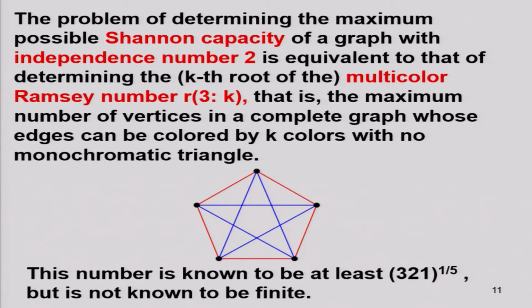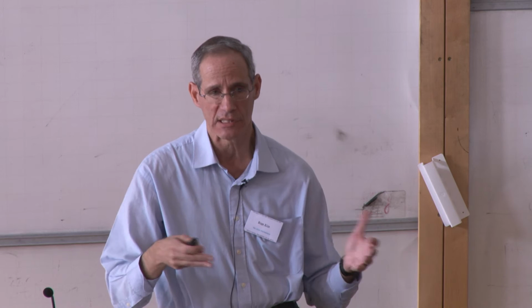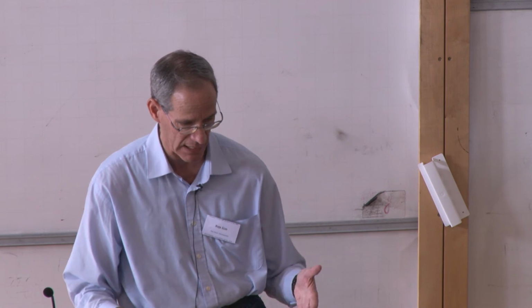Okay? And exactly if we think about this number for large k and we take the kth root and we go to a limit, then this is equal to the question about the maximum possible Shannon capacity of a graph with independence number 2. The number of vertices can be as large as we want. And as I wrote here, it is known that this number is at least 321 to the 1/5.